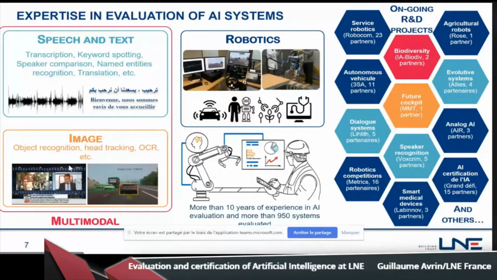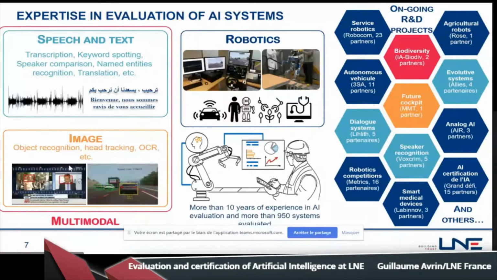And then we developed the activity to be able to evaluate image processing systems, such as for object recognition, for person recognition, people recognition, sorry, and so on. And 6 years ago, maybe, we started to develop tools to evaluate robotic systems. So right now we are evaluating autonomous cars, medical devices, agricultural robots, and so on.